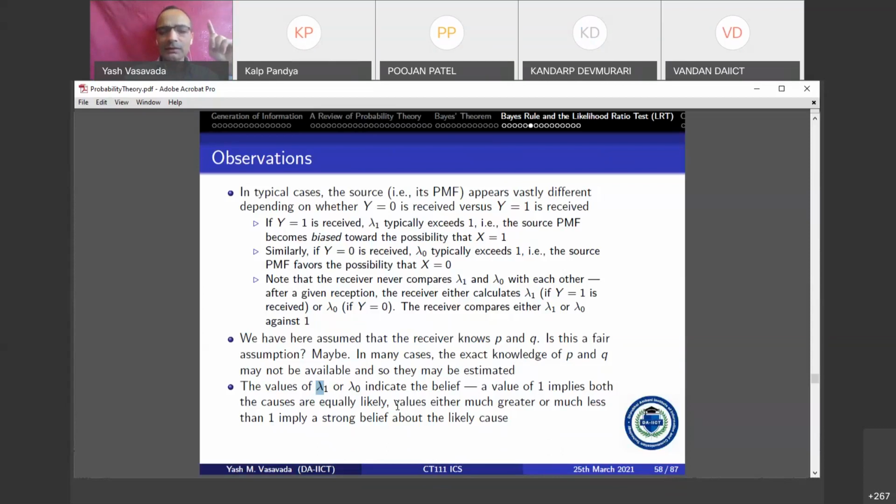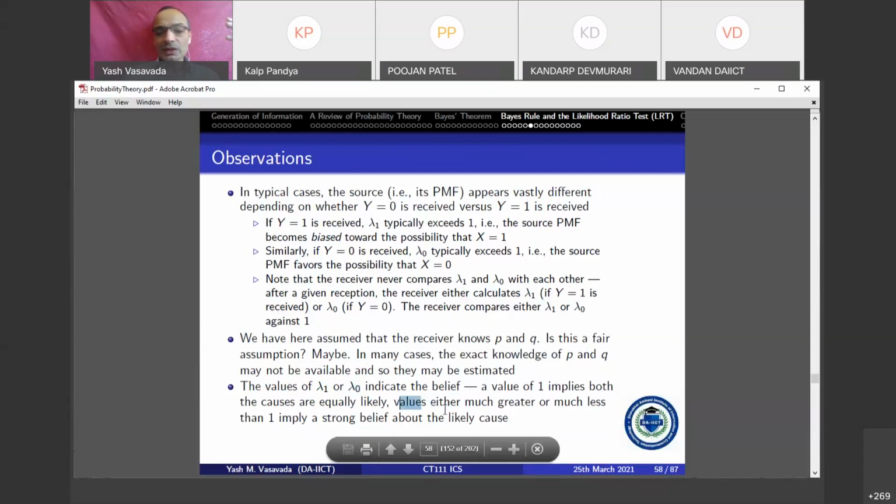But I want to say that your belief about whether you have the disease or not, the belief that you have the disease shoots up a lot. Basically, the posterior probability of x equal to 1 is much greater in your mind. Your belief that the transmitted bit was 1 is very, very large. Similarly, if lambda 0 is very large, then your belief that the transmitted bit was 0 becomes very large.